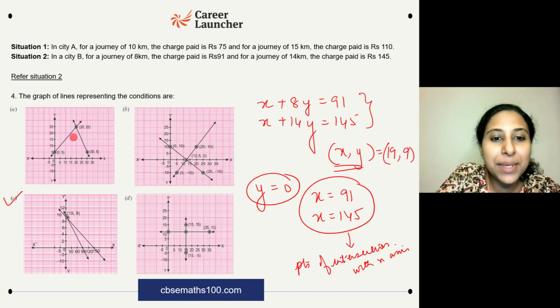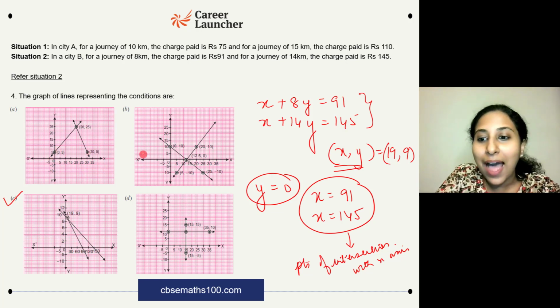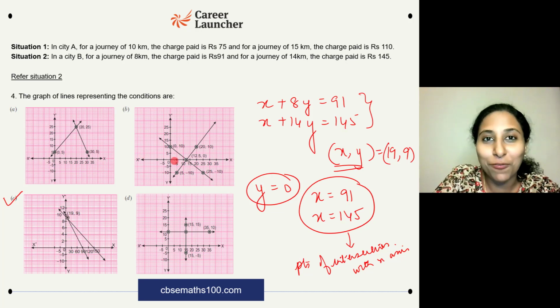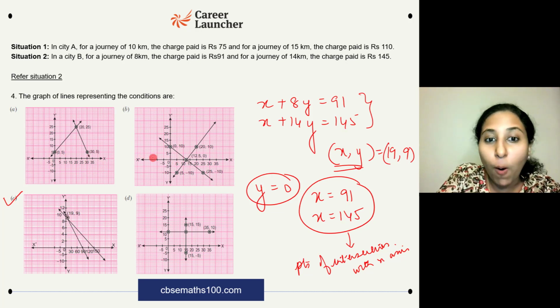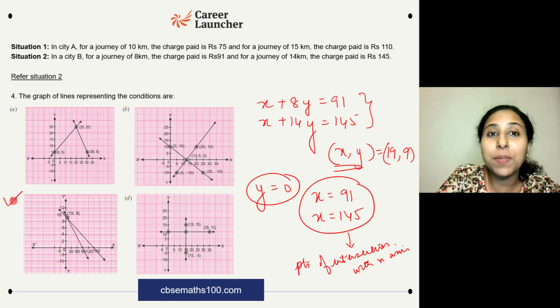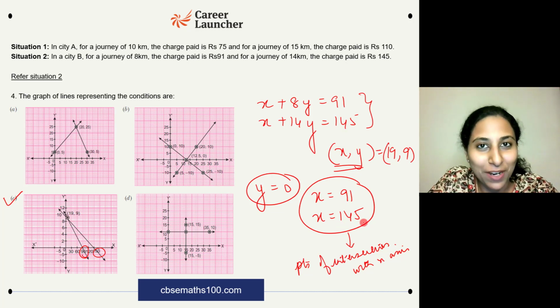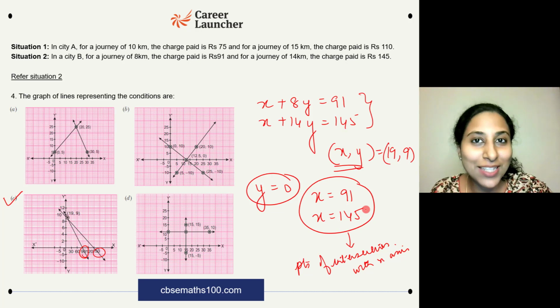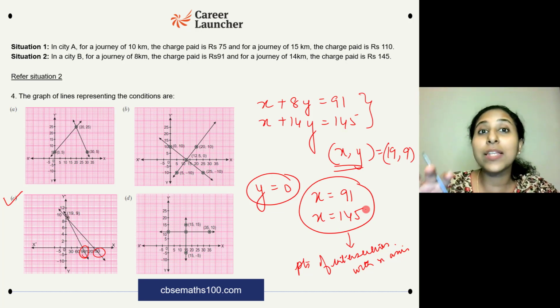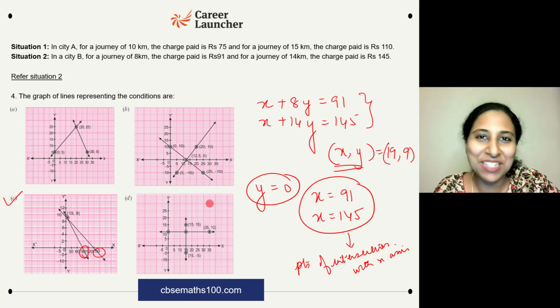If you look at A, B, and D, look at the x-axis. It's quite clear that these lines will not intersect the x-axis at x equals 91 or x equals 145, whether you're taking option A, option B, or option D. Quite clearly, the answer has to be C by looking at these points of intersection. This is the only one which comes close to the actual values, x equals 91 and x equals 145. This is a way you could have solved this question without actually solving the two equations and finding their point of intersection.